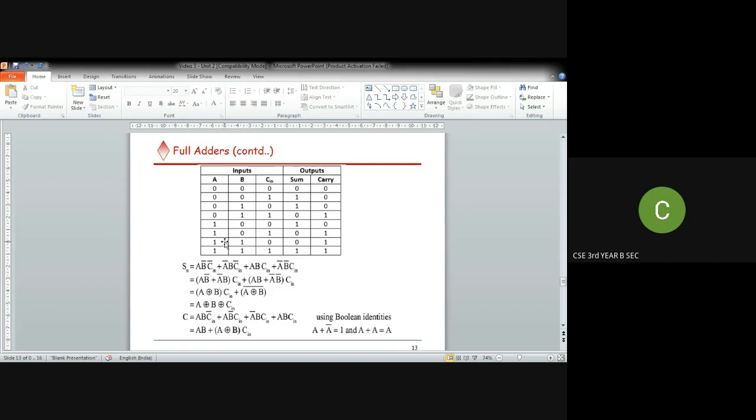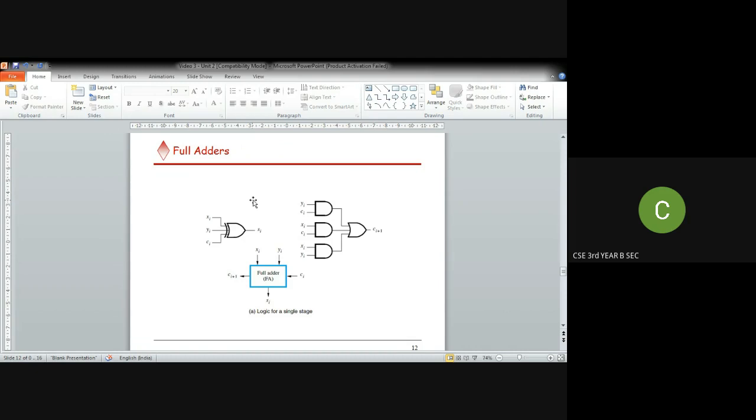Here also we have 1, 1, 0. That means two ones, so sum 0, carry 1. And the last one, 1, 1, 1. Since all three bits are 1, the sum is 1 and the carry is also 1. So this is the way a full adder performs. It takes three inputs and produces two outputs. So this is the logical diagram for the full adder.